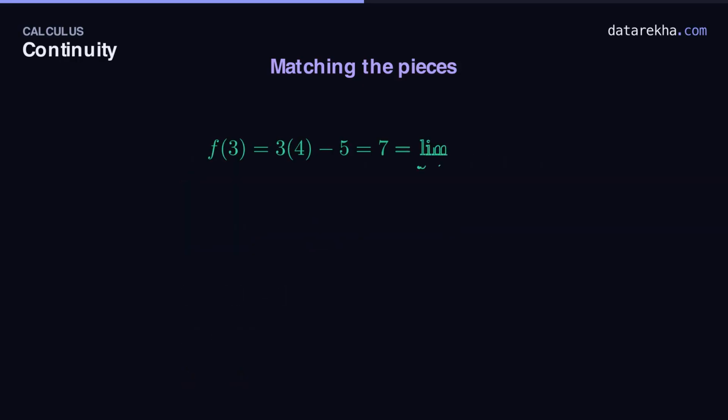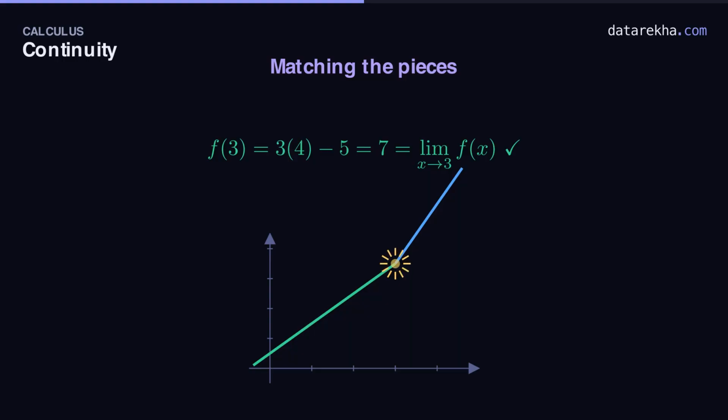Condition 3 checks itself. With k equals 4, f of 3 is 3 times 4 minus 5, which is 7. Exactly the common limit. All three conditions hold. And look at the graph. The two line segments now meet perfectly at (3, 7). No jump, no hole. One continuous join.